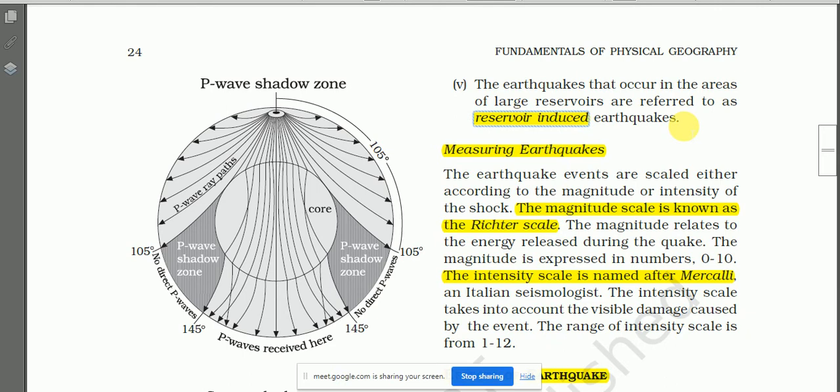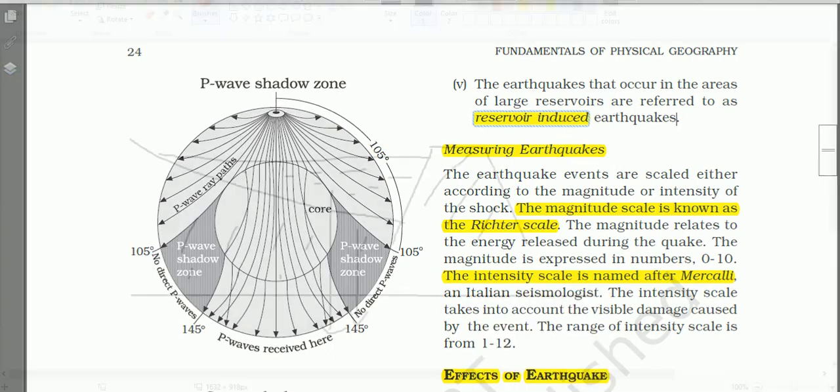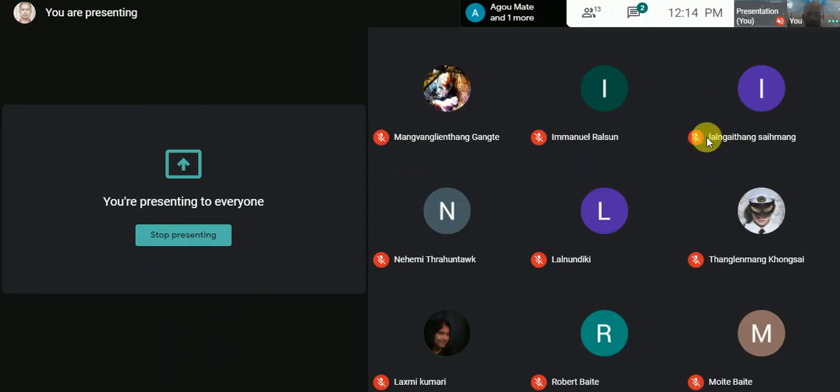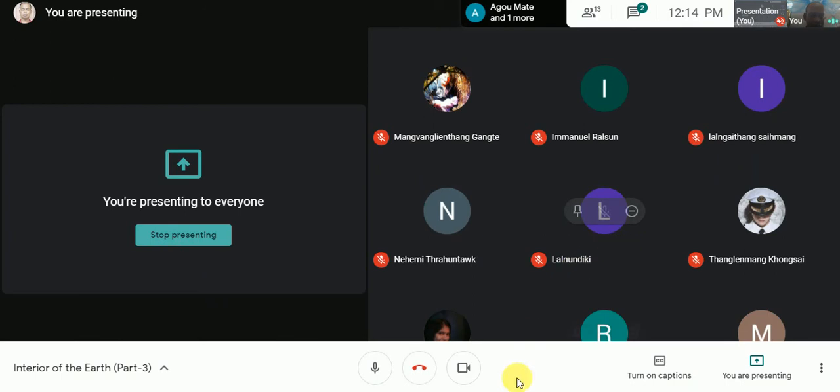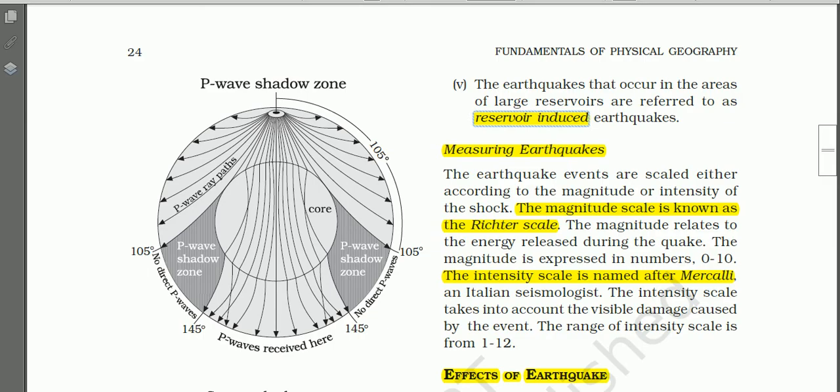Do you have questions regarding the types of earthquakes? Anybody? Do you have any question regarding the types of earthquakes? Are you clear? Yes, sir. Okay. Still you're seeing my screen, right? So let us proceed.